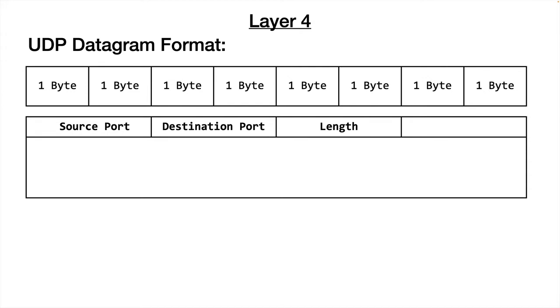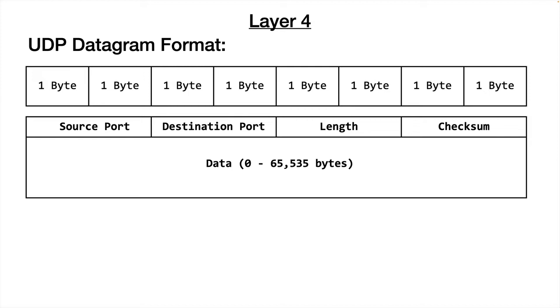We have a length of the data. We have a checksum for the header, and then we have data, which can be 0 to 65,535 bytes.